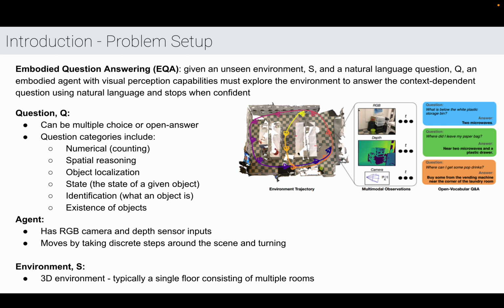For the question, it can be either multiple choice or open answer, spanning a number of different question categories. We assume that the agent has RGB camera and depth sensor inputs and moves by taking discrete steps around the scene and then turning. For the environment, we assume that it's a 3D environment, which is typically a single floor consisting of multiple rooms.